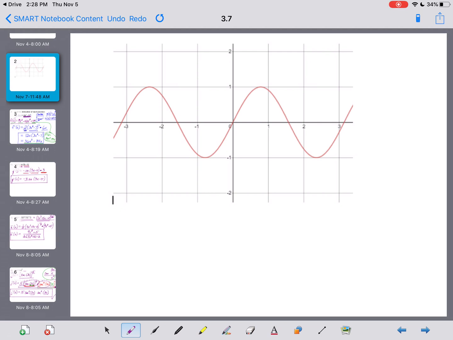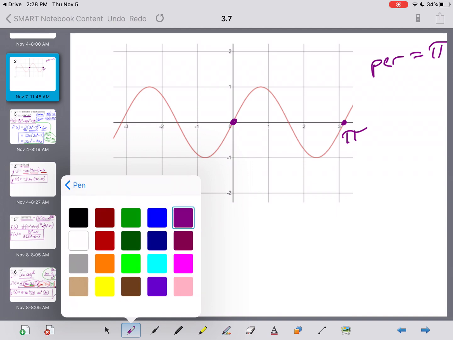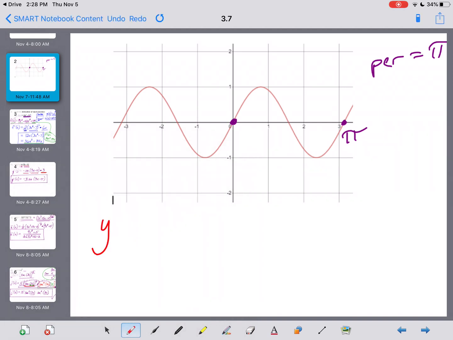Passes through the origin, has a max value of 1 and a min value of -1. The only big difference is that the period of this sine wave, everybody, well, let's take a look. This thing starts at 0 and completes one full cycle right over here at pi. That's interesting. The period of this sine wave here is pi, whereas normally that period is 2 pi. Guys, the graph that we are actually dealing with here is y equals not just the sine of x, but rather the sine of 2x.